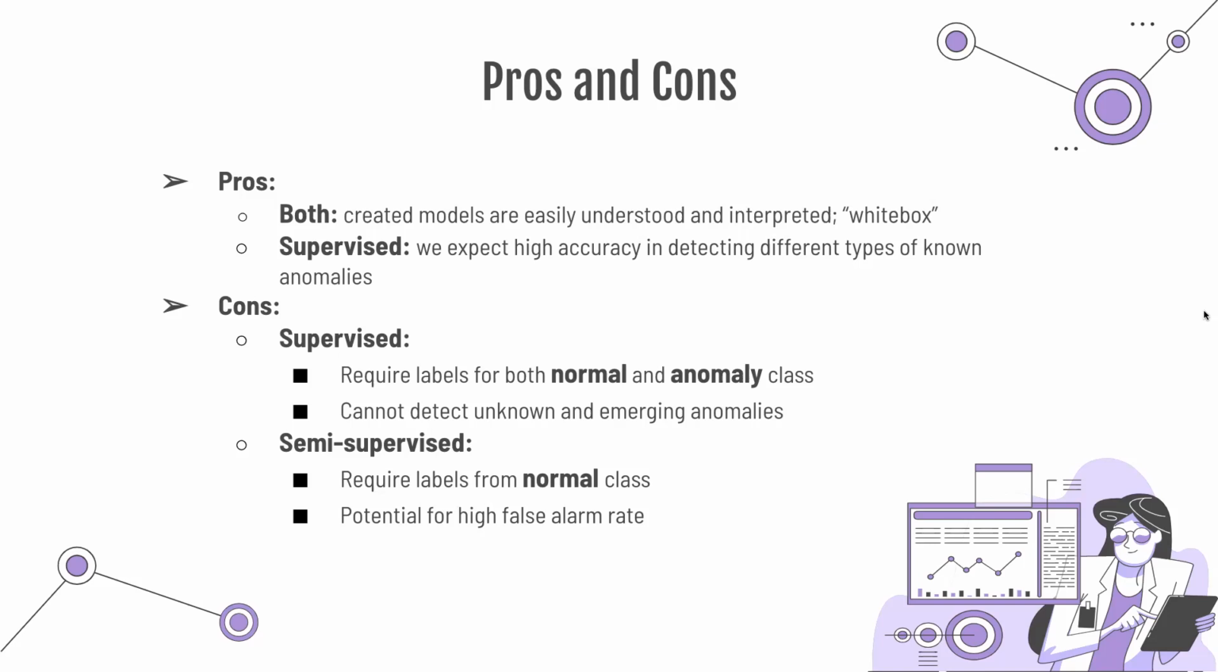But some cons, however, are, of course, as we said before, it's very unrealistic to have labels for both normal and anomaly data. Maybe we just have a data set and maybe we only know what's normal. Maybe we don't know what will be anomalous in the future. That's always a challenge. And that's what I'm getting at here: we can't detect unknown and emerging anomalies.